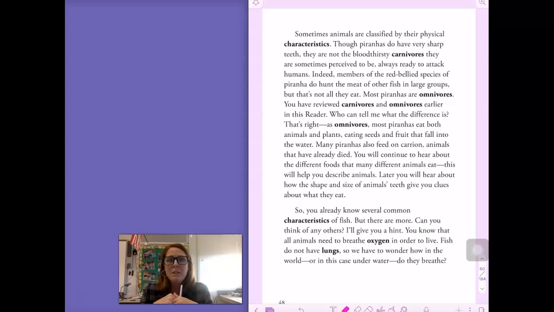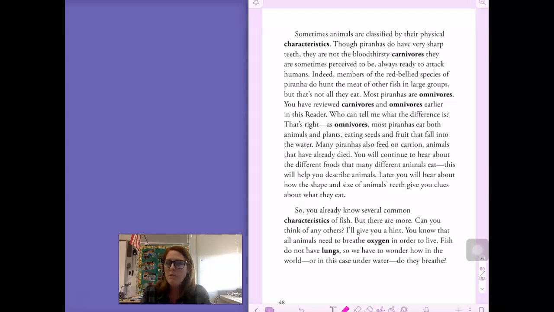Indeed, members of the red-bellied species of piranha do hunt the meat of other fish in large groups, but that's not all they eat. Most piranhas are omnivores. You have reviewed carnivores and omnivores earlier in this reader. Who can tell me what the difference is? That's right. As omnivores, most piranhas eat both animals and plants, eating seeds and fruit that fall into the water. Many piranhas also feed on carrion, animals that have already died. You will continue to hear about the different foods that many different animals eat. This will help you describe animals. Later, you will hear about how the shape and size of animals' teeth give you clues about what they eat.